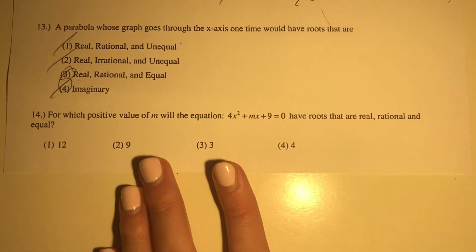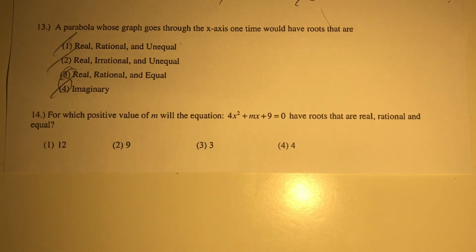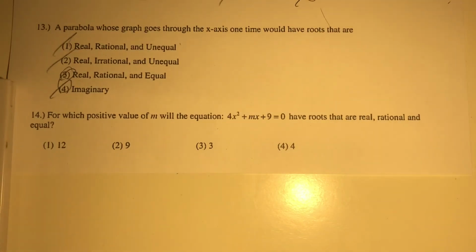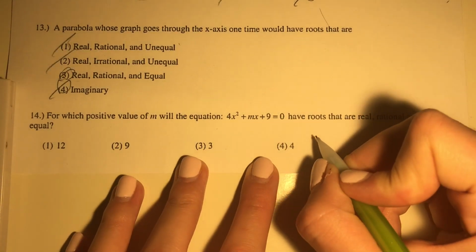For 14, for what positive values of m will the equation 4x squared plus mx plus 9 equal 0 have roots that are real, rational, and equal? Okay, if we keep this in mind, all we just have to do is plug and chug this into a calculator on the graph section. Oh, okay, I'm sorry. We can just use the discriminant and plug and chug for that.